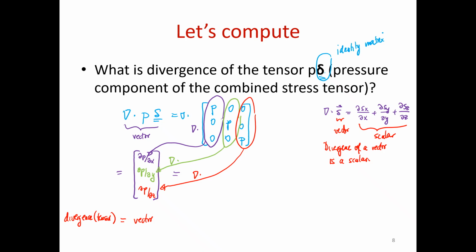This is pressure gradient. That's why I say that the flow is driven by pressure gradients. Especially one part of the, so this tensor is one part of the combined tensor field. It's one of the driving things for the flow.